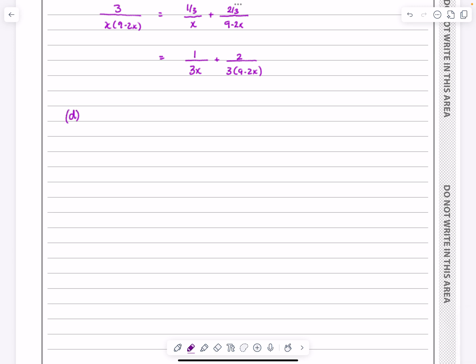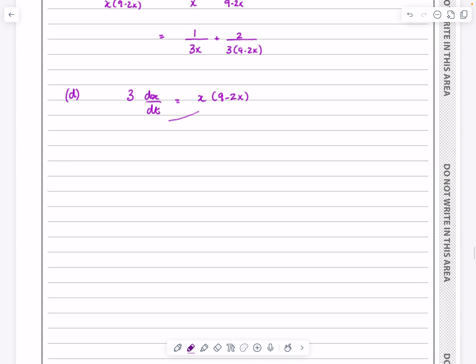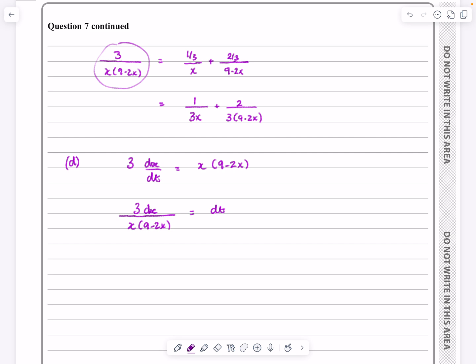So for part D, if I'm trying to solve the differential equation, it was 3 dx by dt is equal to x(9 minus 2x). We're going to separate out the variables. The t's are going to come up there, and the x's are going to go down there. Separate those out. So I'm going to end up with 3 dx all over x(9 minus 2x) is going to be equal to the dt coming up here. And it's not a surprise that our part C here is absolutely right there as well.